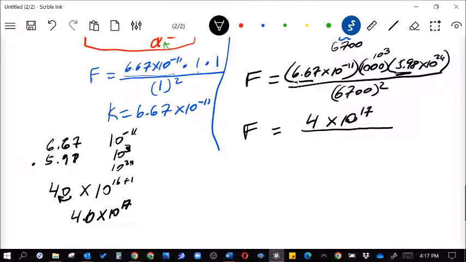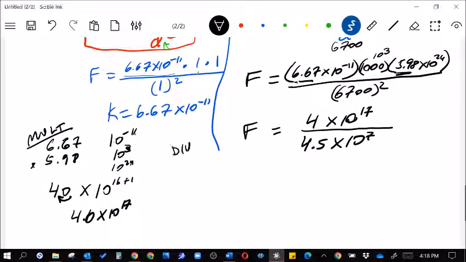On the bottom of it, 6,700, let's square that. And squaring that gives us 4.5 times 10 to the 7th power. So now, whereas this was multiplying, we multiply the scientific notation there.